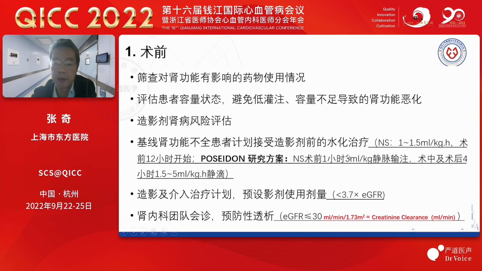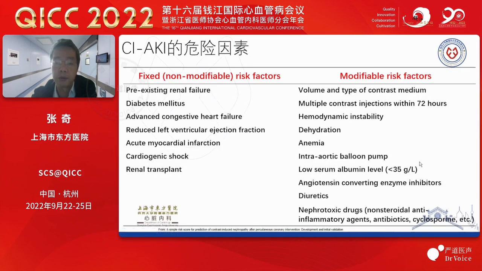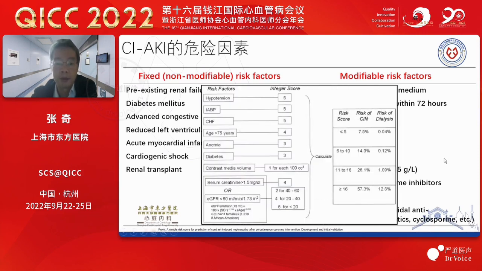And during the angio and PCI, we should calculate the dosage. It should be less than 3.7 times eGFR. And also, we need to ask the nephrologist to have the consultation for a preventive dialysis. This is a very important measure, to plan for the dialysis, and we need to plan for the possible post-operative dialysis as well. So these are the high risk factors for AKI.